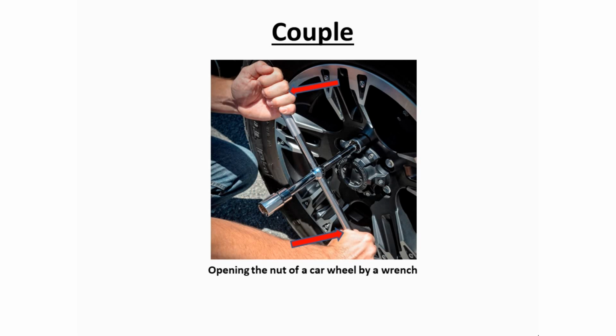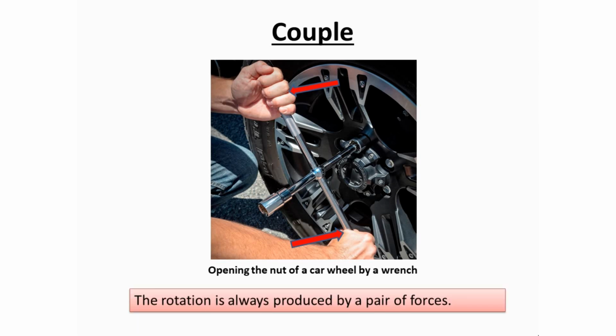Can you see, the person holds the wrench with his two hands and force is applied to both arms of the wrench simultaneously. This will help to remove that nut easily. The person applies these two equal forces in opposite directions as shown by red arrows. At both the arms, the magnitude of force will be equal. Thus we can see rotation is always produced by a pair of forces.